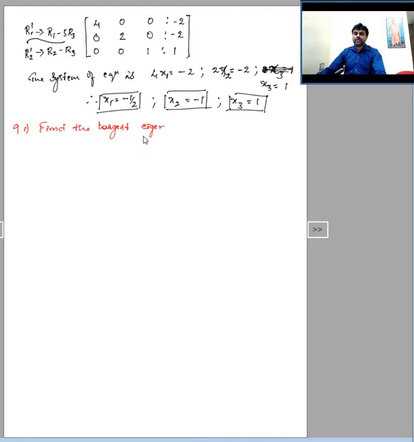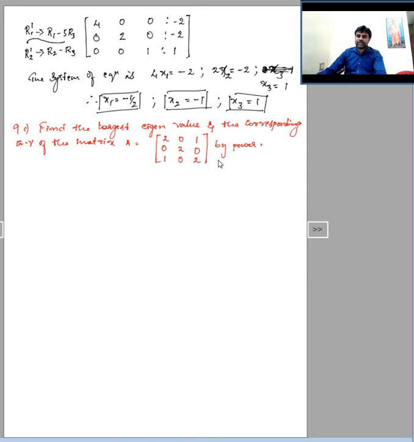Next, consider the problem. Find the largest eigenvalue and corresponding eigenvector by using Rayleigh's power method for the given matrix A. They have provided the initial eigenvector. Using that initial eigenvector, we are going to find the eigenvalue and eigenvector. So I am going to do an operation called Ax0. x0 means the initial vector.